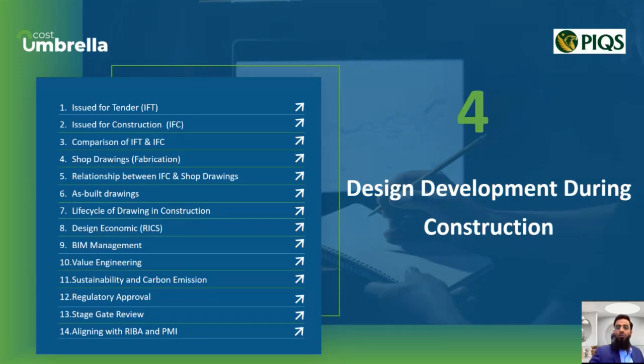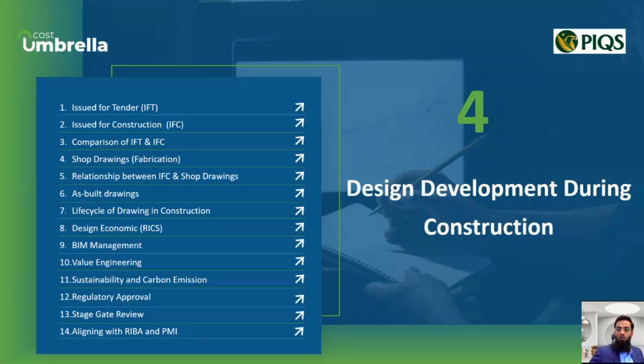Okay, let's move into phase 3 of the project lifecycle, which is design development during construction. This phase is where design development continues and adapts as construction progresses. This is a crucial and dynamic phase, ensuring that what was imagined and designed on paper translates successfully onto the construction site.